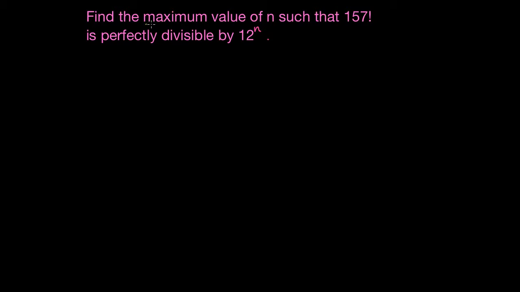Find the maximum value of n such that 157 factorial is perfectly divisible by 12 to the power n. In other words, they are trying to ask how many 12s are available in 157 factorial. The words are changed in the question, but the question is as simple as find the number of 12s in 157 factorial. But we need to take care because 12 is not a prime number.